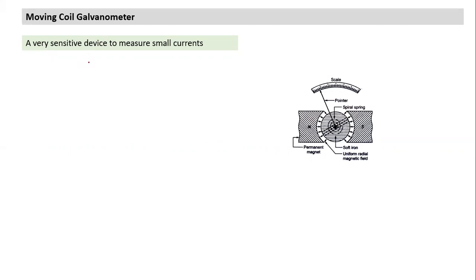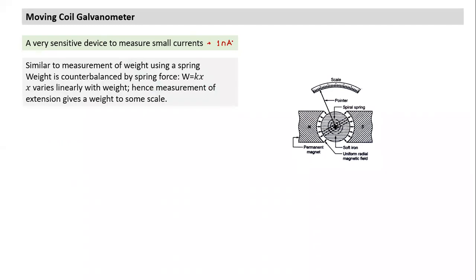It's a very sensitive device to measure small currents. Some of the very sensitive galvanometers which are made can measure current even something like 1 nanoampere. Very small values of current also can be measured. Okay. So it's a very sensitive device, very small current also it can show deflection, it can measure.